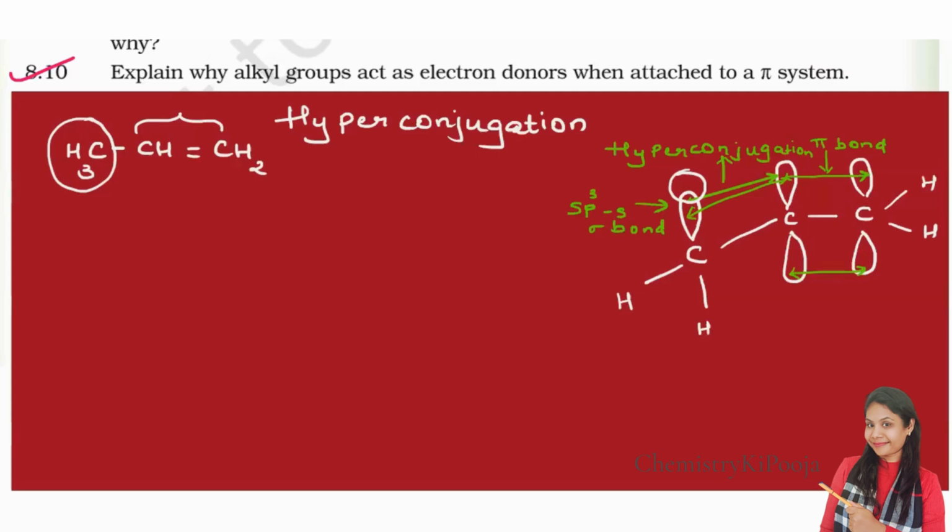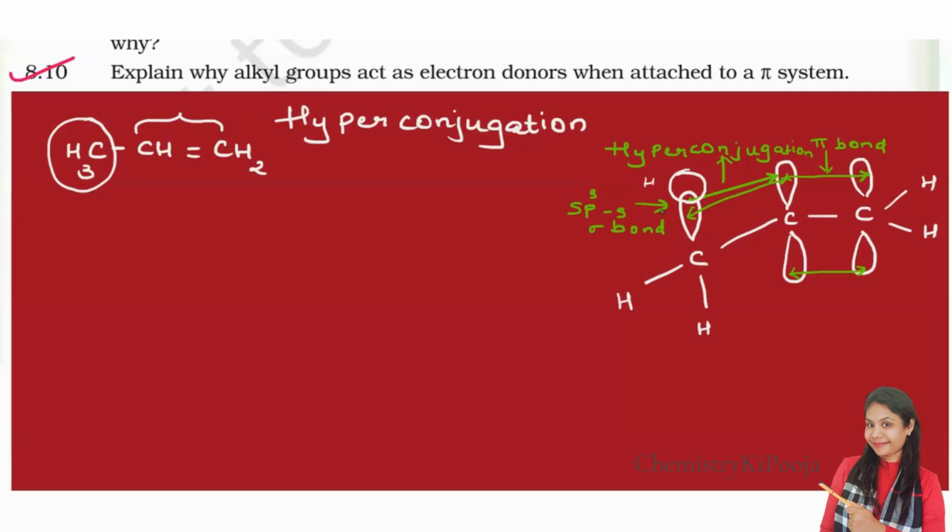Over here, I can see that the sigma electrons of carbon and hydrogen get delocalized. I'm talking about this carbon, and then the hydrogen which is present here, right? So this carbon-hydrogen sigma bond gets delocalized due to hyperconjugation, right? And the alkyl group, as I can see, is directly attached to the unsaturated system, right?